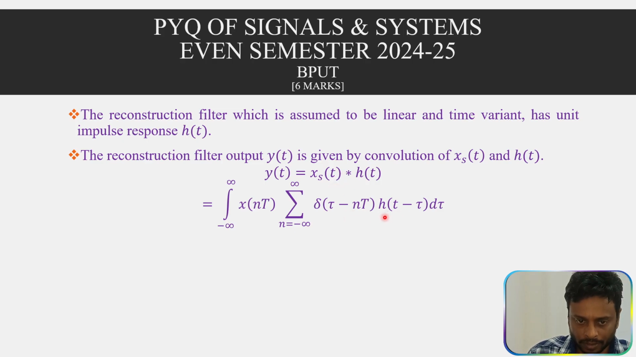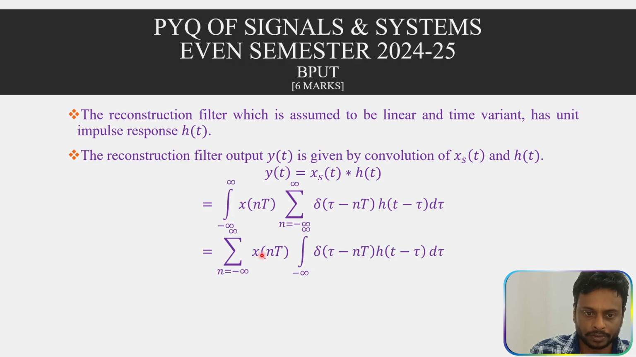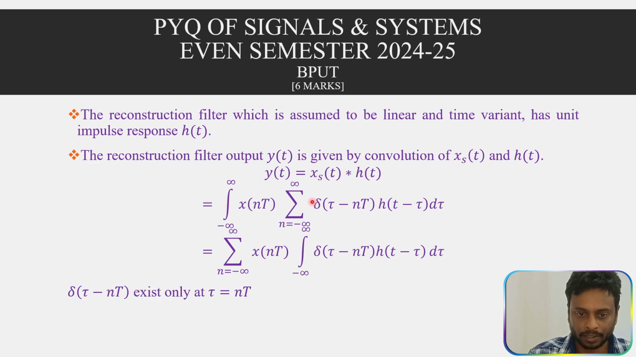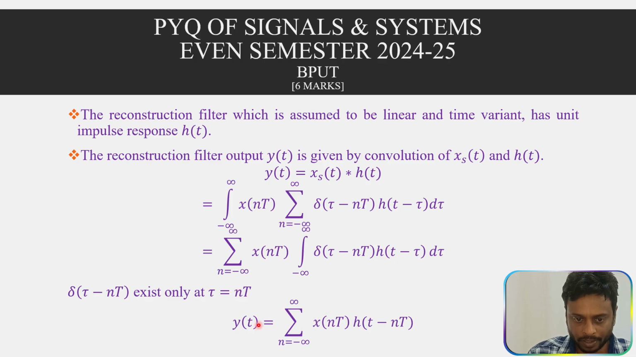Next, we have the integral of x(nT) from minus infinity to plus infinity. We can interchange the summation and integration parts. Now delta(tau minus nT) exists only at tau equal to nT. So we get y(t) equals the summation over n from minus infinity to plus infinity of x(nT) h(t minus nT).